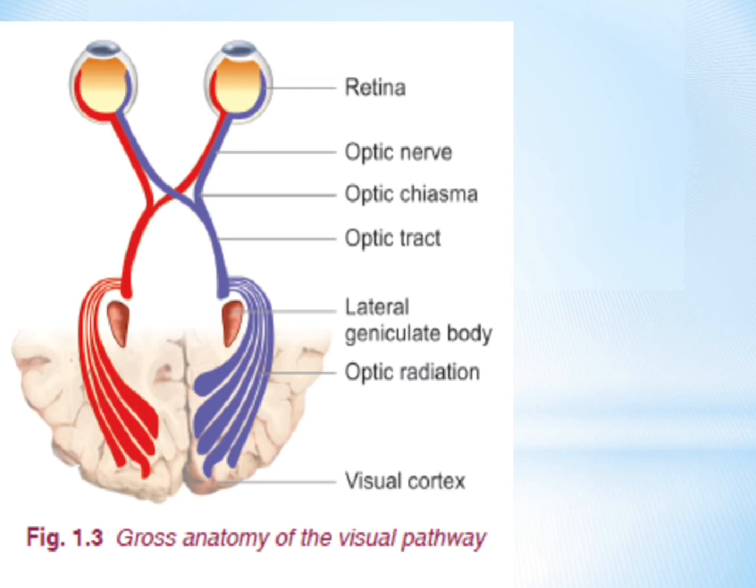You can see the visual pathway begins from the retina, then goes to the optic nerves, and they are related to the optic chiasm, then optic tract. They go to the lateral geniculate body, then there's optic radiation going to the visual cortex, which is in the occipital cortex of the brain.